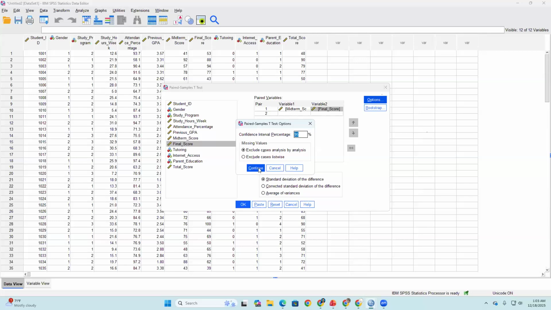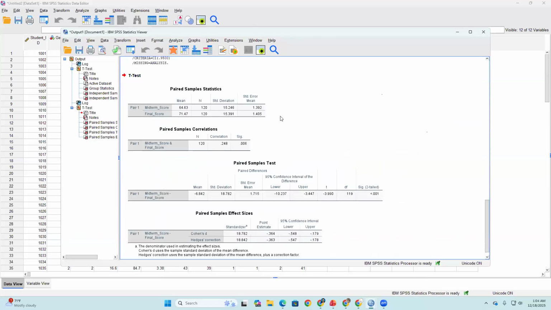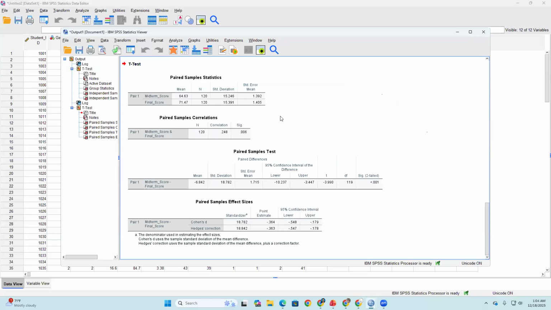Okay, so let's continue. I'm going to run the test. And here is our output. Can you see the output? Yes. So what do we call the p-value here? Can you write the p-value from the output? Can you point out the p-value?